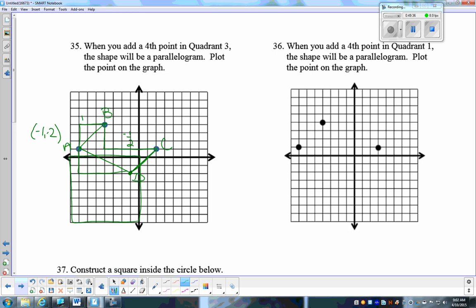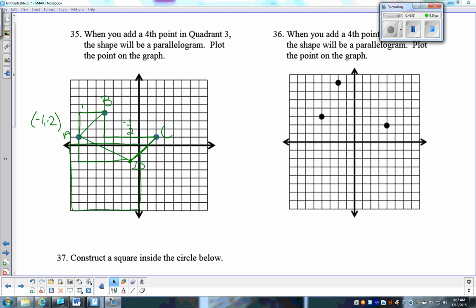36, when you add a fourth point in quadrant 1, the shape will be a parallelogram. All right, so 36. We need a fourth point in quadrant 1, so the shape will be a parallelogram. So we know from point A to point B, we went up 4 over 2. So from point D, go up 4 over 2. There's point C.